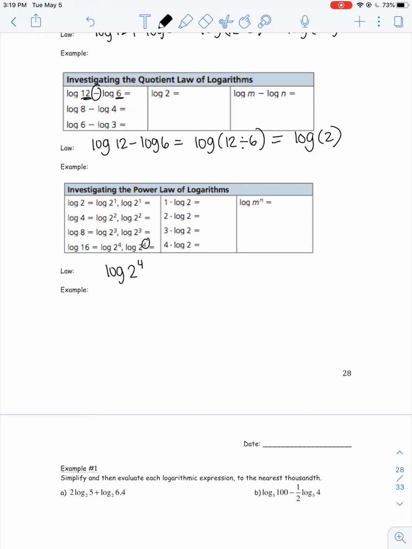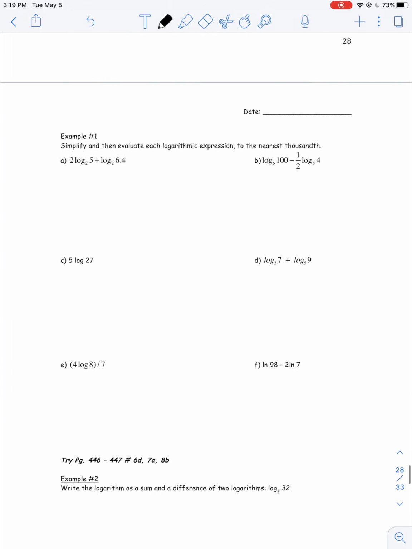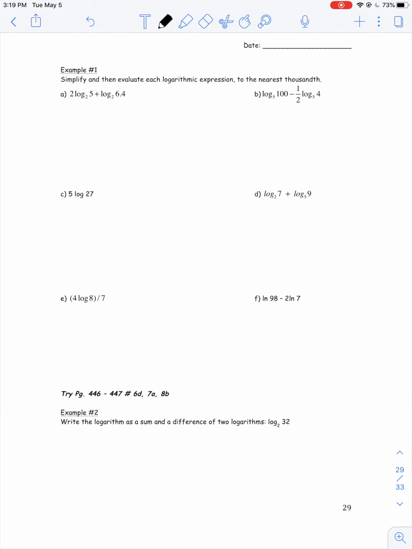And the last law is your power law, stating that whenever you have log of 2 to the power of 4, for example, you can rewrite it as 4 in front of log 2. You can bring that power in front to be a coefficient instead. It's just about moving that power in front. So that is the power law.